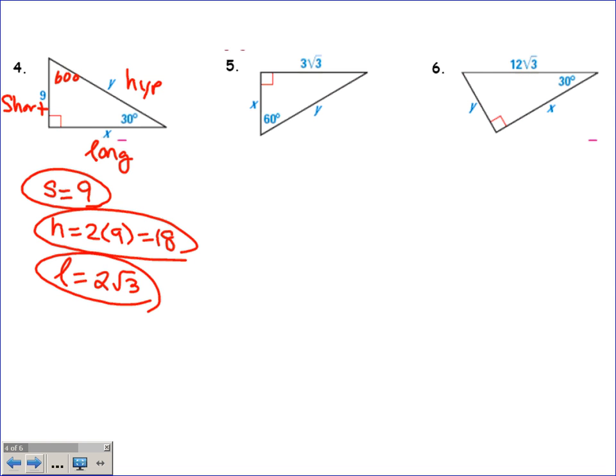Can I stop showing my work now? The formula is just the short times the square root of 3. What's our short leg? Oh, 9. I used the wrong number. 9 times the square root of 3. It's all based on the short leg.